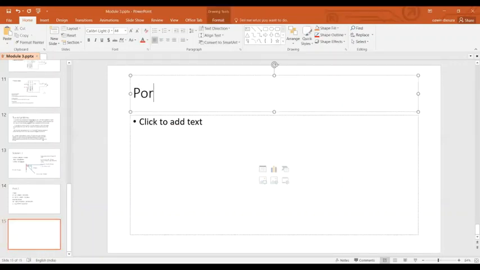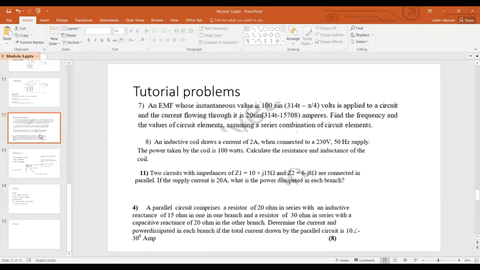Then problem 3. Right. So what it says: two circuits with impedance values 10 plus J15 and 6 minus J8 are connected in parallel. And if the supply current is 20 ampere, what is the power dissipated in each branch? Okay. Yeah, so try to find out.